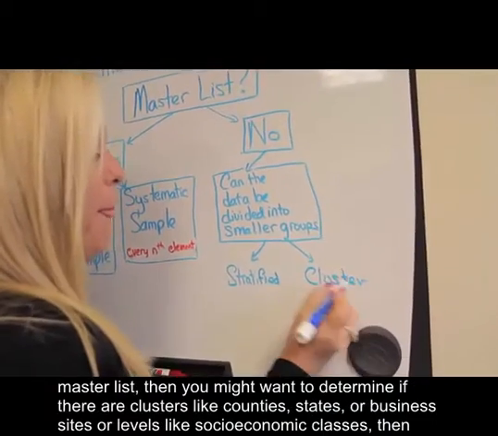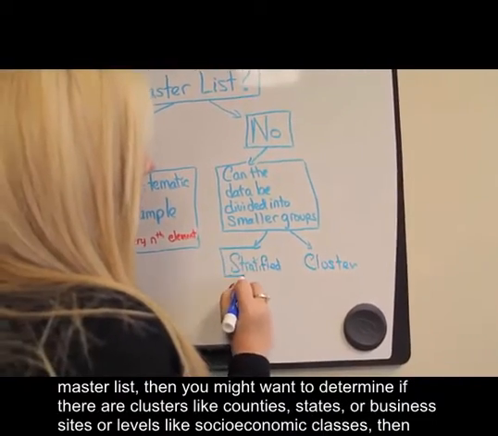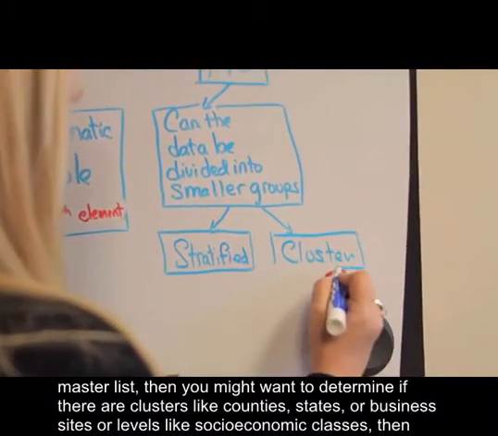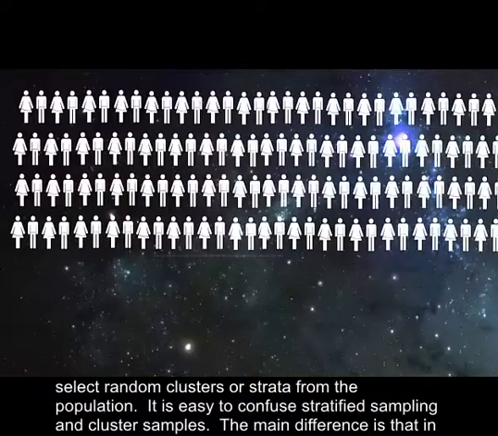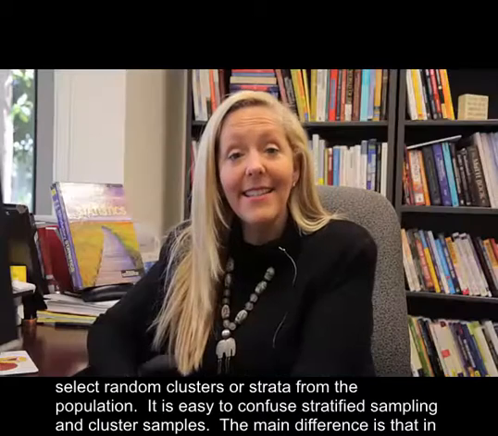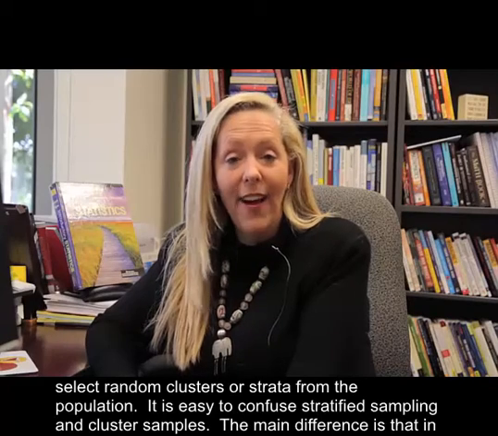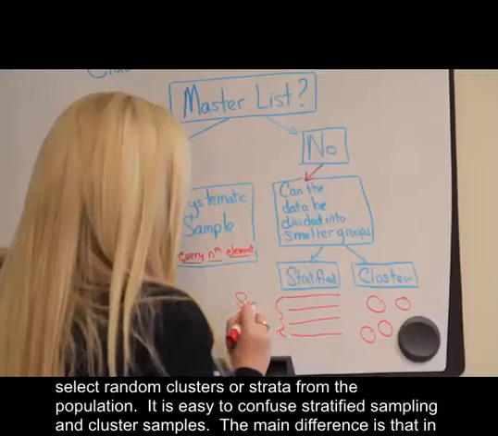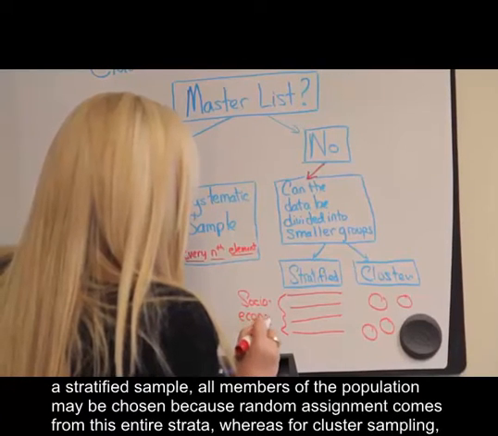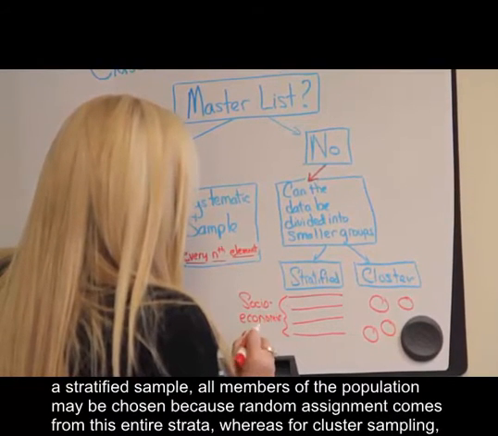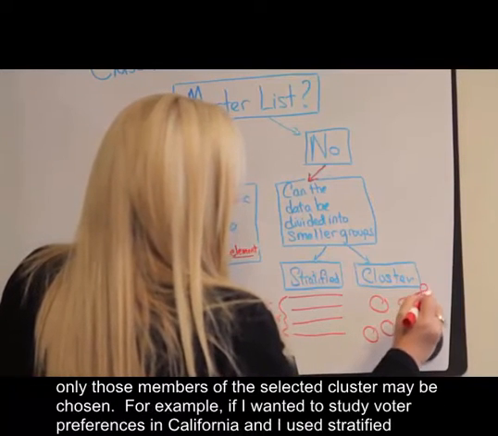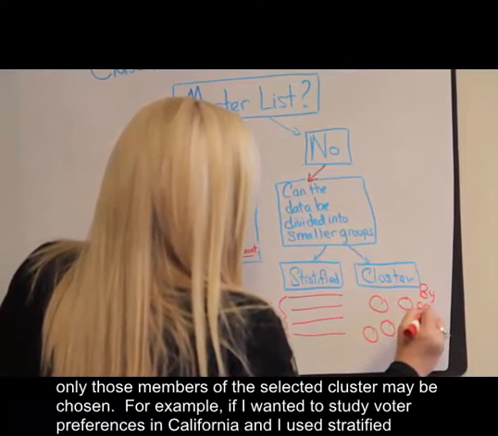If there's no master list, then you might want to determine if there are clusters like counties, states, or business sites, or levels like socioeconomic classes. Then select random clusters or strata from the population. It is easy to confuse stratified sampling and cluster samples. The main difference is that in a stratified sample, all members of the population may be chosen because the random assignment comes from this entire strata, whereas for cluster sampling, only those members of the selected cluster may be chosen.